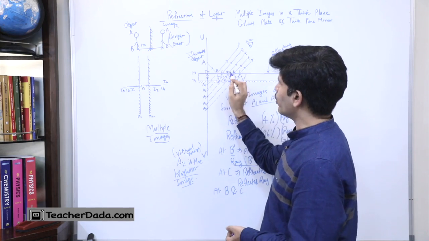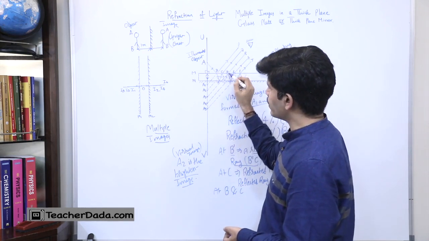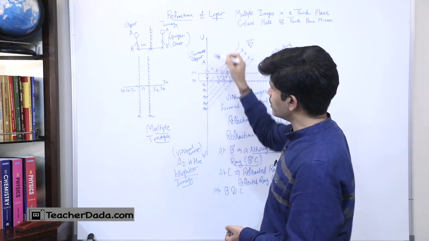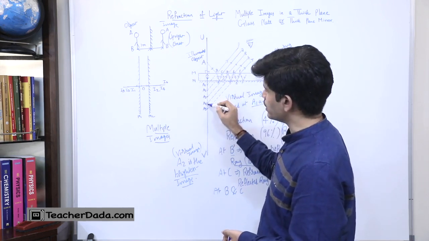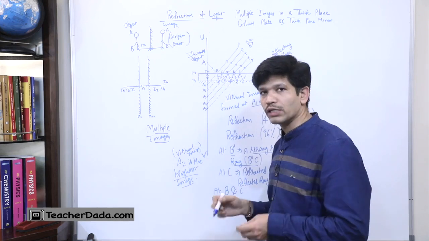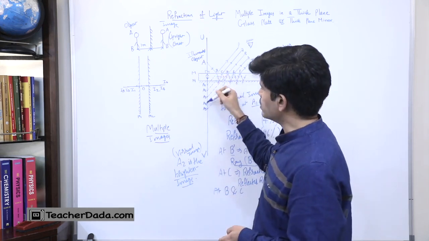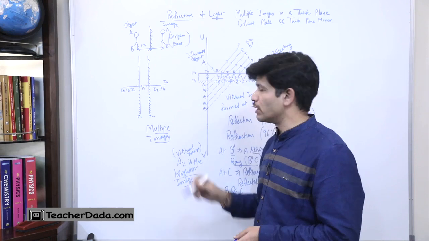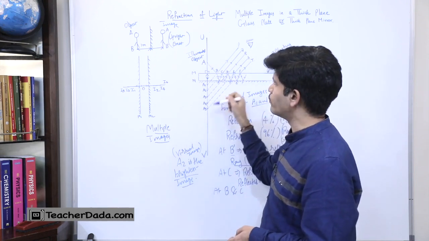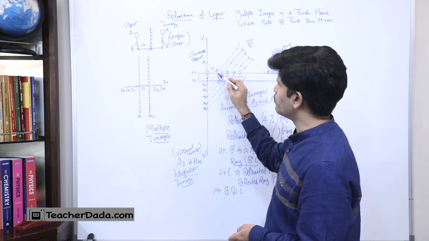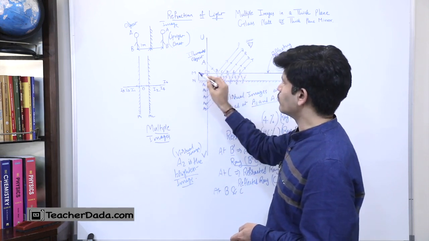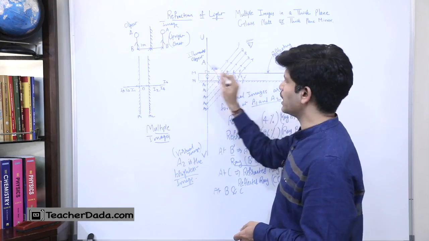Now at points D, E, F, if you extend it backwards till the screen UV, we will get the virtual images A3, A4, A5. So this is how the consecutive virtual images are formed, that is A1, A2, A3, A4, A5, when we extend the rays backwards from the points B, C, D, E, F from the reflecting surface, that is LM.